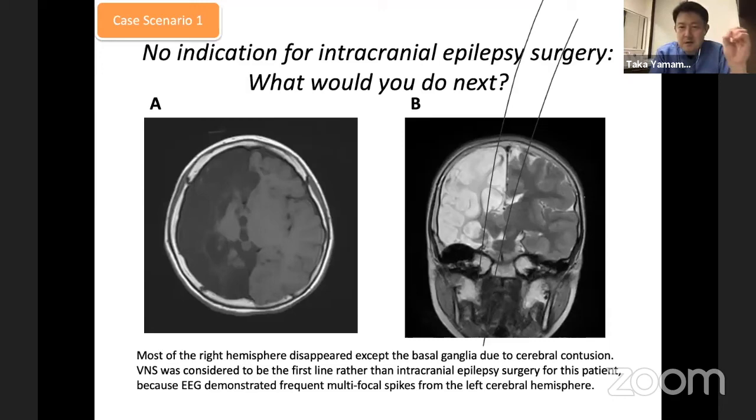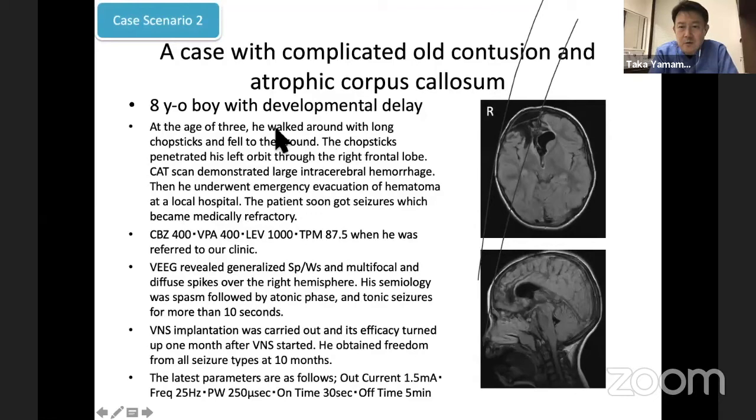And then the next one is an 8-year-old boy who also has severe intractable epilepsy. At the age of 3, he walked around with long chopsticks for barbecue. He fell down to the ground, and the chopsticks penetrated his left orbit and went through the right frontal lobe. Then a CAT scan demonstrated a large intracerebral hemorrhage on the right side of the brain, and evacuation was done at the local hospital. But epilepsy developed and became very severe.